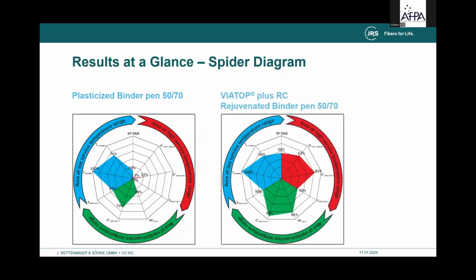So that is completely different if you check the results of the binder modified with our rejuvenator Viatop Plus RC. You have a very good performing restoration of the properties over the entire temperature range.